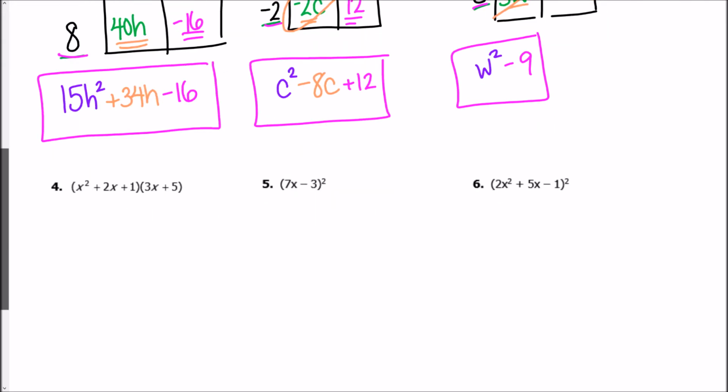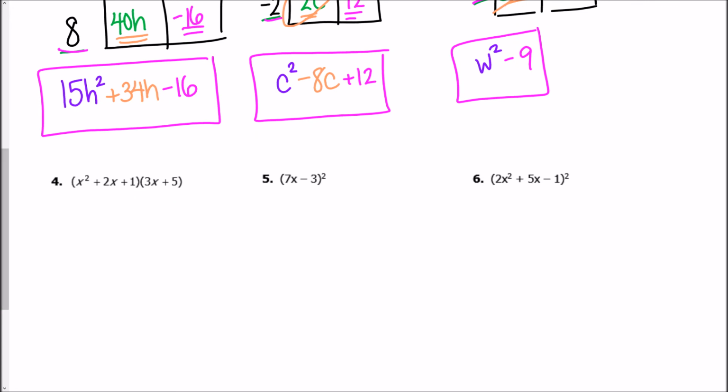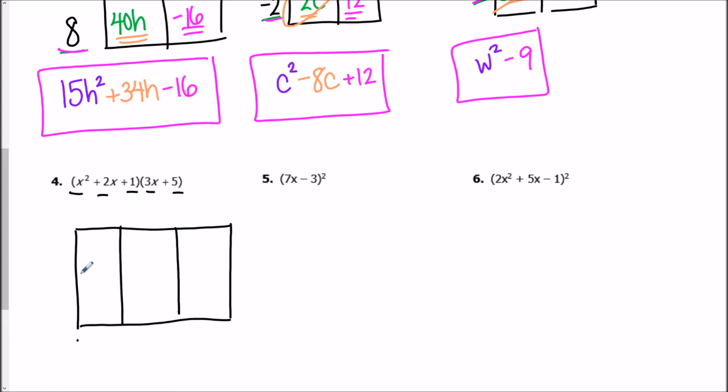Okay, so now question number 4 is where things get a little bit different. This time it's a 3 by 2. So what I'm going to do is draw out a 3 by 2 instead of a 2 by 2. So right here, I'm going to have 3 in this direction and 2 in this direction. If you want to do it the opposite way, it doesn't matter. It's up to you.